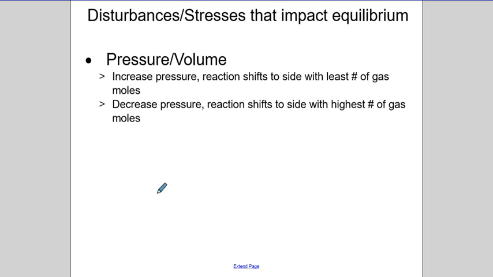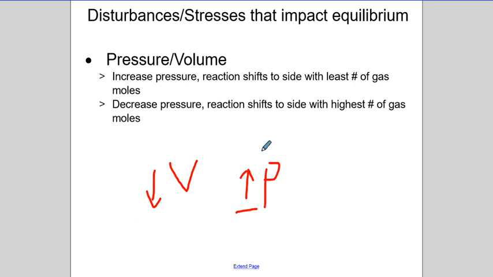Hopefully you guys remember back in gas laws that if the volume goes down, then pressure goes up. They have an inverse relationship. So anytime I want to change the pressure, I just do it by changing the volume. If I want to increase the pressure, that's this one right here, the way I did that was by decreasing the volume. So if I increase the pressure, really what I'm doing is decreasing the volume to get an increased pressure.